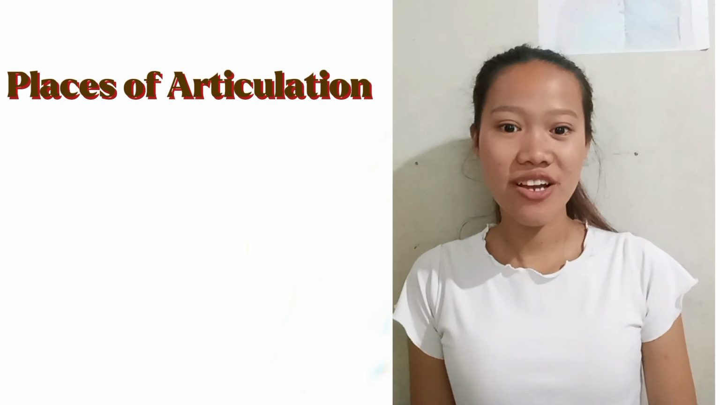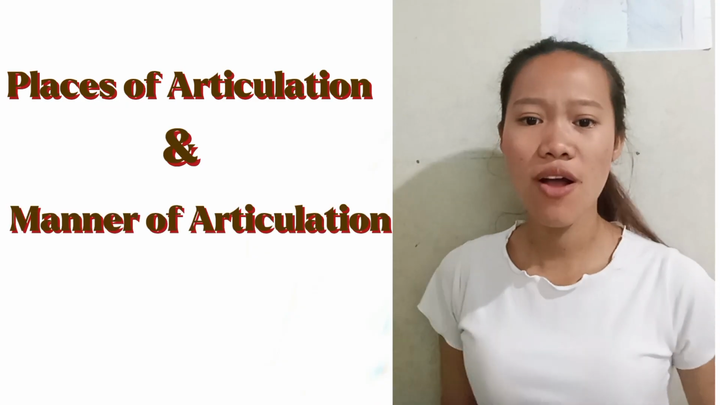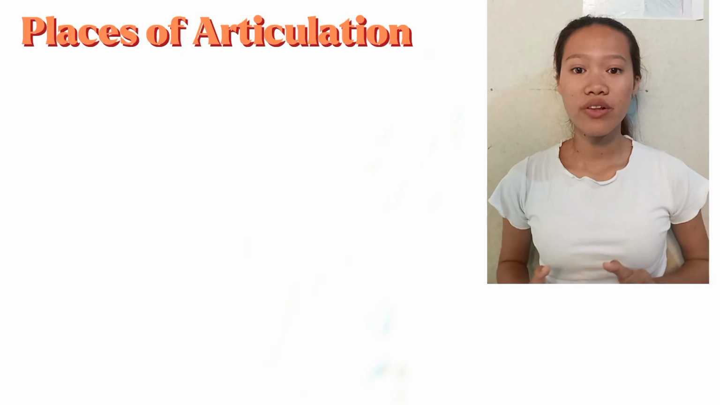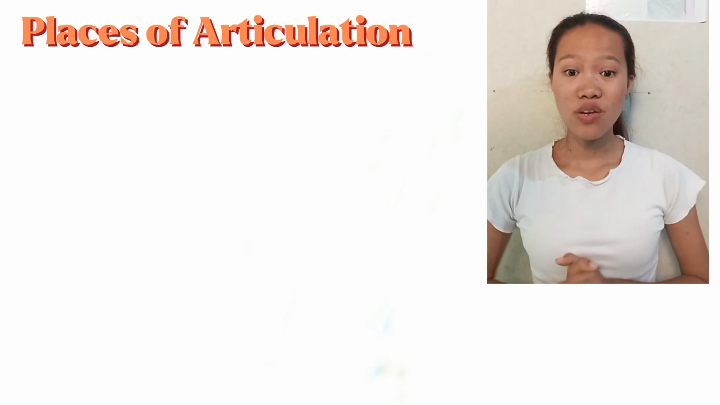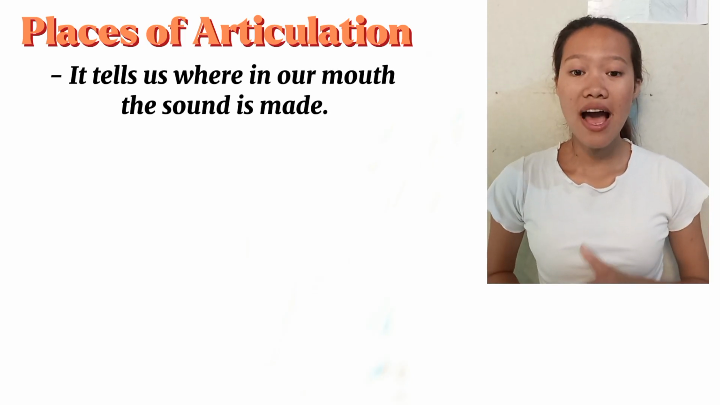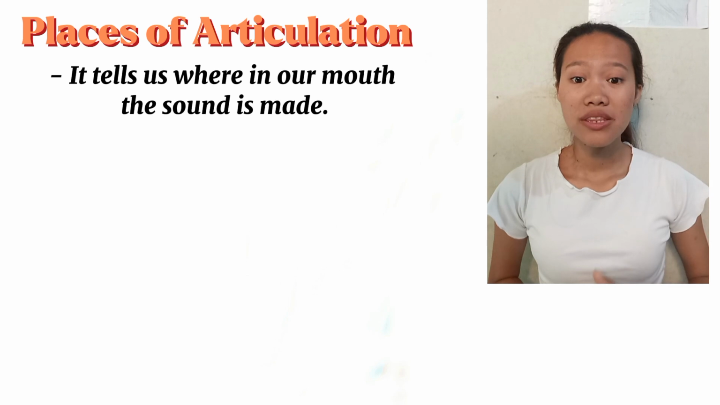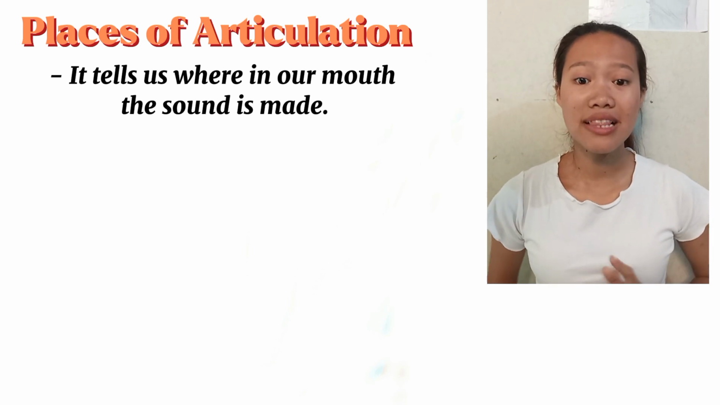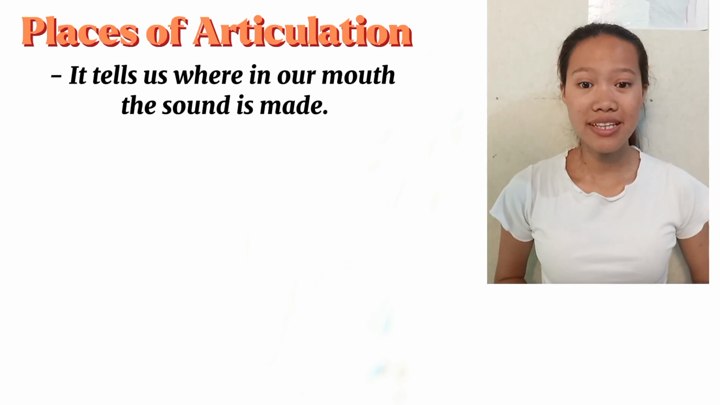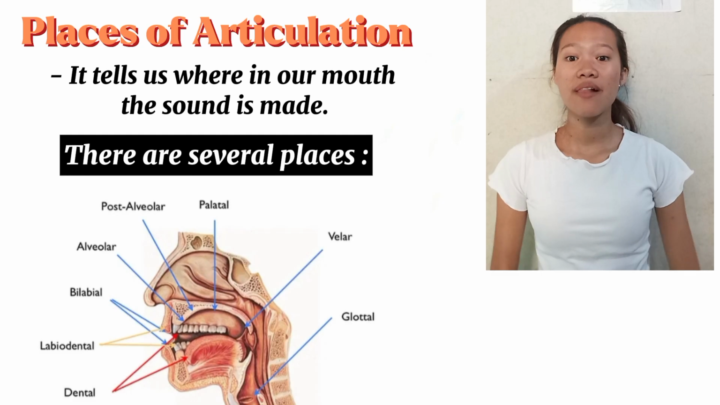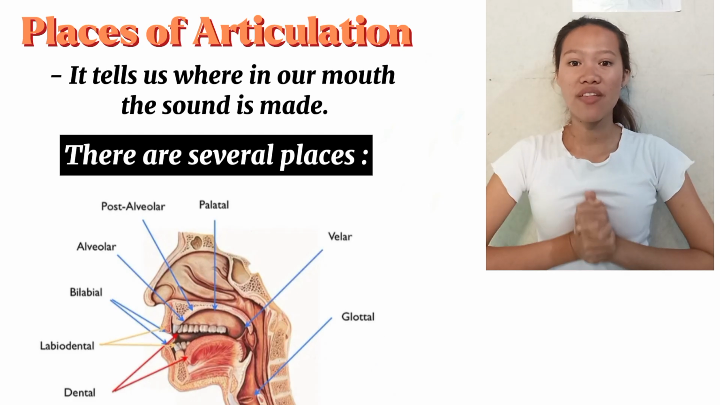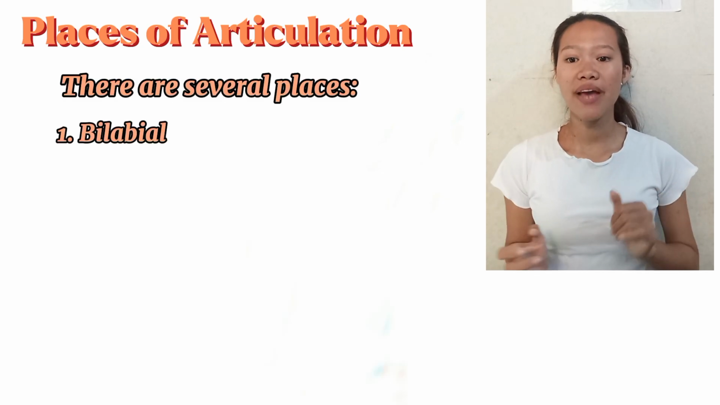Today we are going to explore an important topic in the study of speech sounds: the places of articulation and the manner of articulation. Now let's begin with the places of articulation. The places of articulation tell us where in our mouth the sound is made, like using lips, tongue, or teeth. There are several places of articulation. The first one is bilabial.